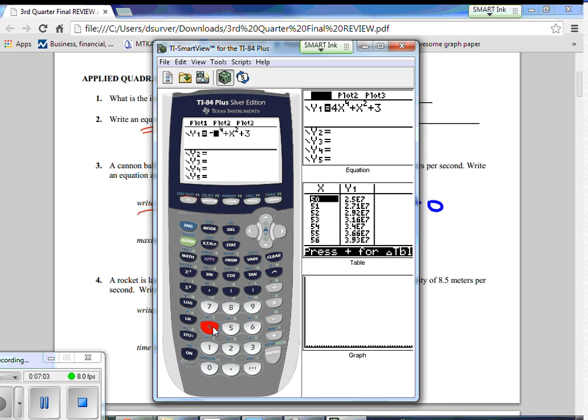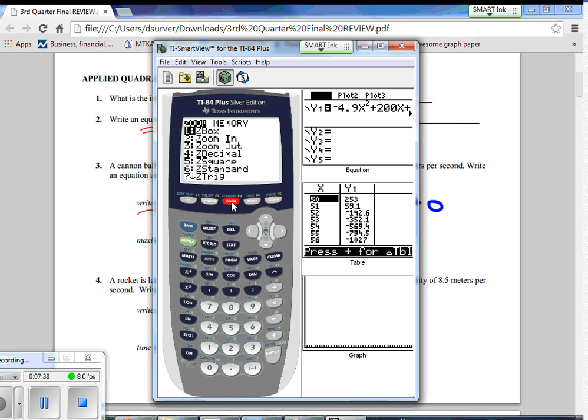Negative 4.9 x squared plus 200x. And then I don't remember what, oh yeah, it's plus 0. I don't have to put a plus 0, but I'm going to just to make a point. That is the starting height. Okay, then if I graph it, I probably won't be able to see it. If you think about it, it's got really big numbers. The velocity was really fast, so this thing's going to shoot up in the air really far. So I better figure out my window. I'm going to go to zoom 6 to start with, just to get a more standard window. And that won't work either.